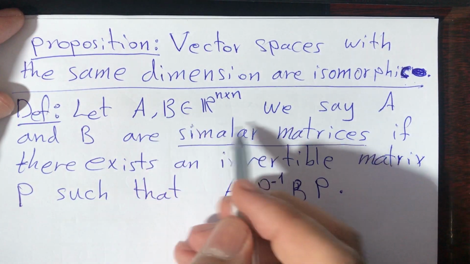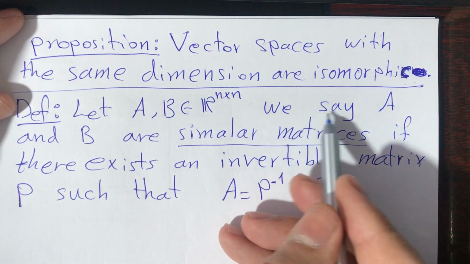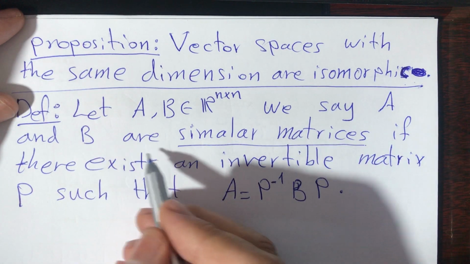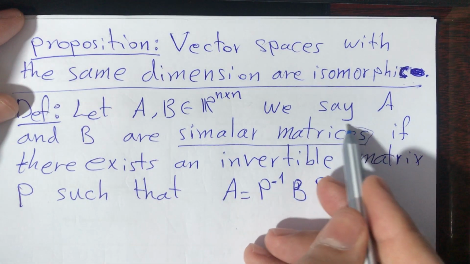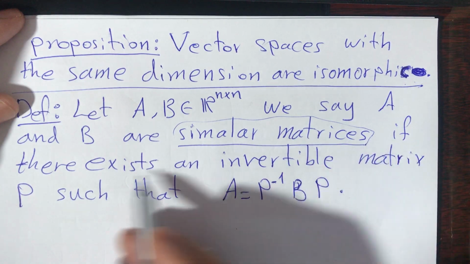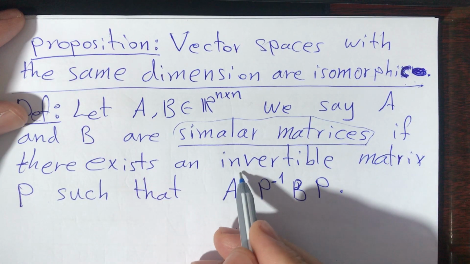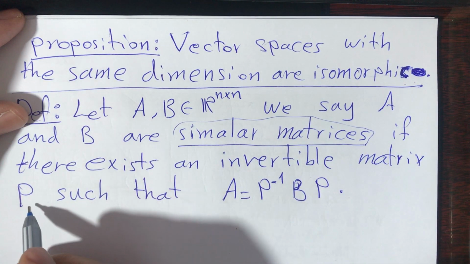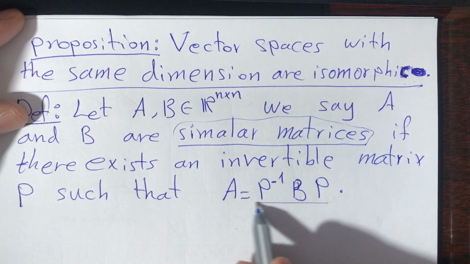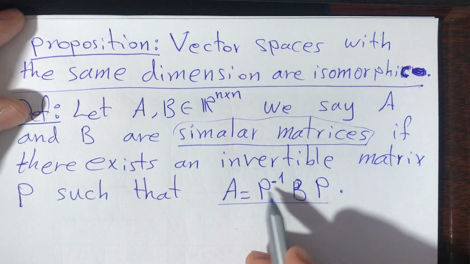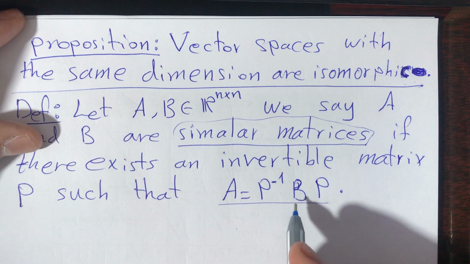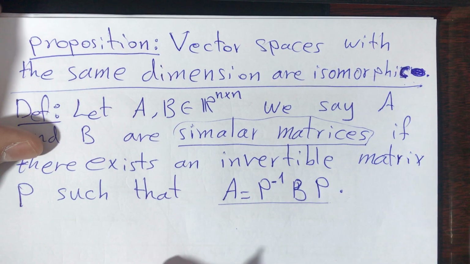Let A, B belong to R^(n times n). We say that A and B are similar matrices if there exists an invertible matrix P such that this condition is satisfied: A is equal to P inverse B P. Now we take this as a proposition.